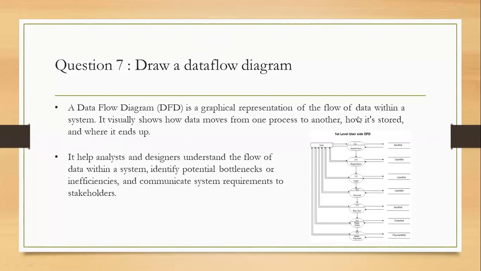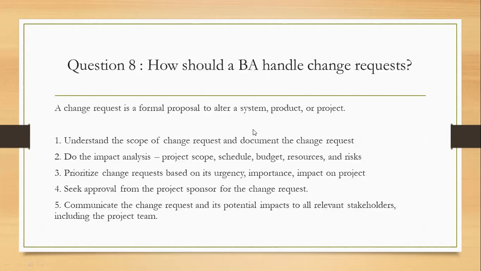A data flow diagram is a graphical representation of the flow of data in a system. It shows how data moves from one process to another, how it is stored, and where it ends up. It helps the designer analyze the flow in the system. I believe you have understood. It mentions how we are interacting with the system and how data is stored. That is nothing but a data flow diagram.